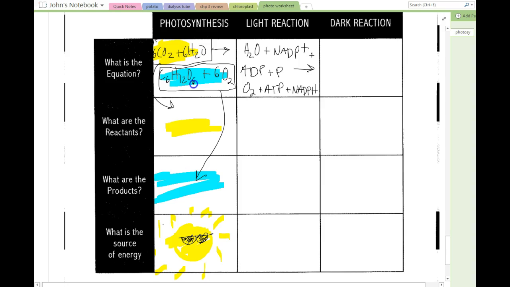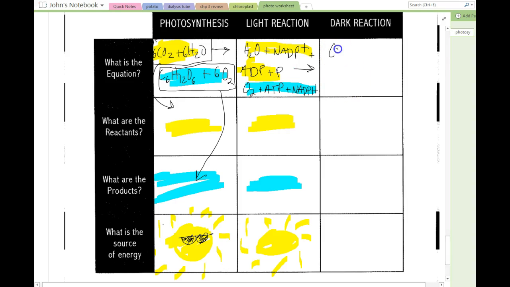Oh, dude, you're totally right. Bam! I forgot my 6 right there. Yes, you are correct. For the photosynthesis. These are the reactants for the light reactions. And those are the products for the light reactions. The energy for the light reaction still comes from sunlight.